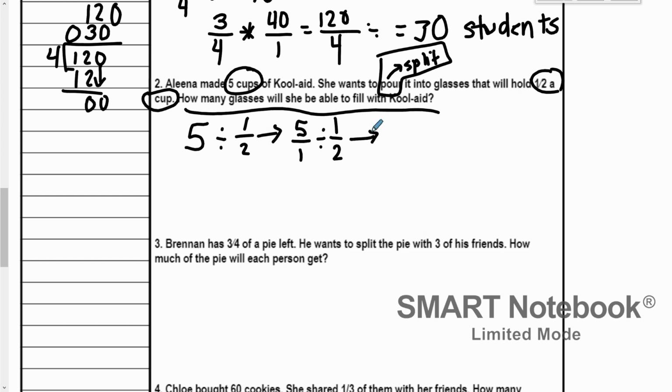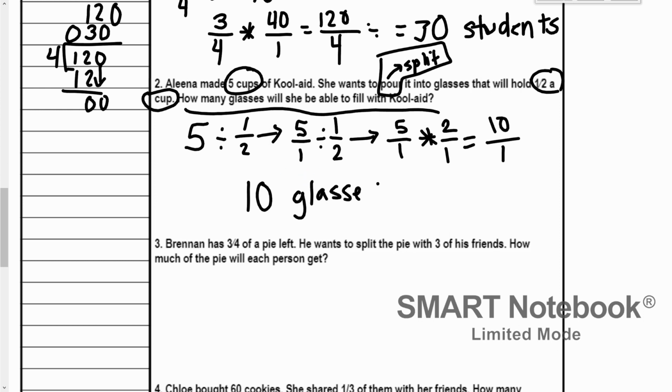So we need to change it into a multiplication problem. Keep the first fraction the same. Change division to multiplication. Flip 1/2 into 2 over 1. 5 times 2 is 10. 1 times 1 is 1. 10 over 1, remember that's just the same thing as a whole number because anything divided by 1 is just itself. So our answer would be 10 glasses.